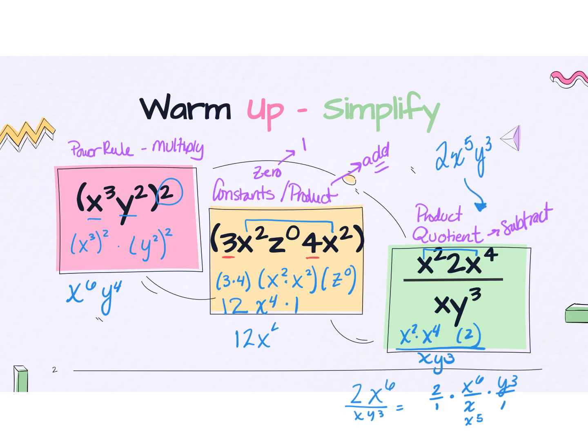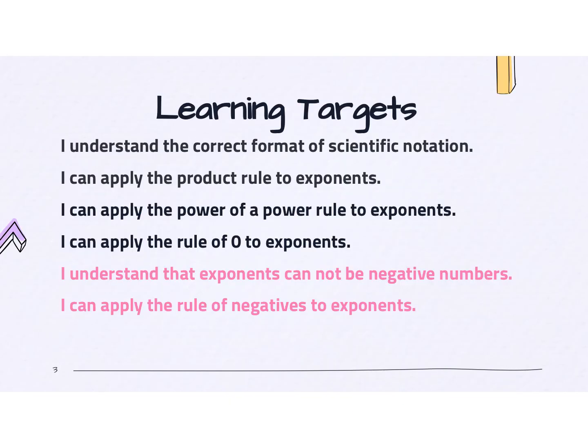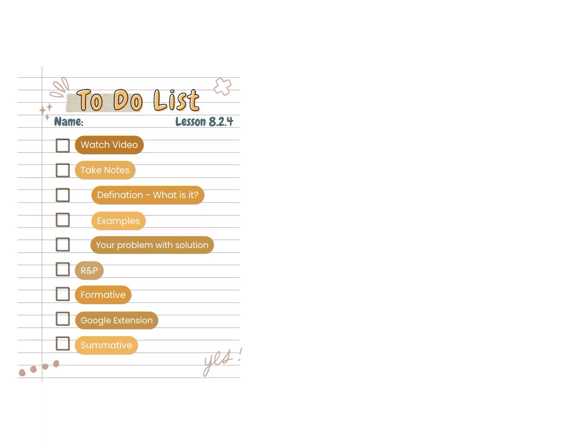If you are not comfortable with any of these rules, I would really encourage you to pause and go back and review. Take a second to look at your learning targets. Understand that the 2 in pink are new ones. I understand that exponents cannot be negative numbers. I can apply the rule of exponents to negatives. Here is your to-do list. It should be downloaded.